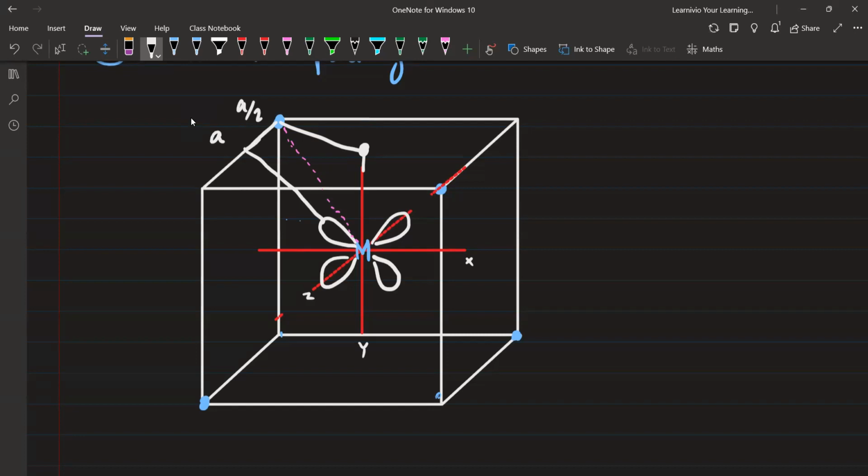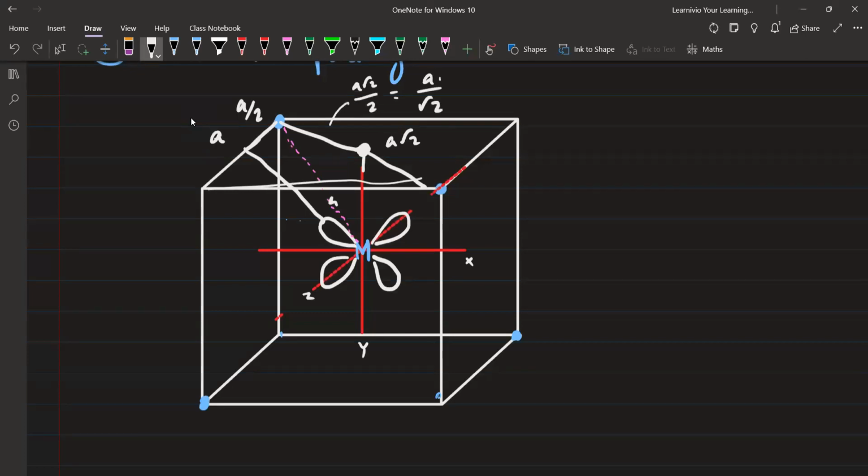The axial ligands are at the face center. Now, what is the distance of the face center here? This is A. This is going to be also A. So this whole thing will be, according to the Pythagoras theorem, a root 2, because this is a, this is a. The hypotenuse is going to be a root 2, and this is the half of hypotenuse. That's why this distance is going to be a root 2 upon 2, or I can say that this is going to be equal to a by root 2.